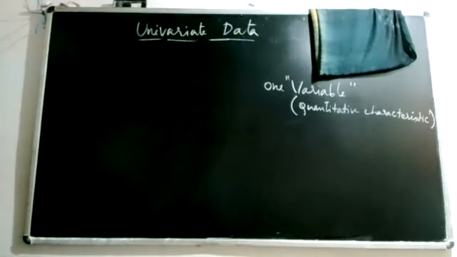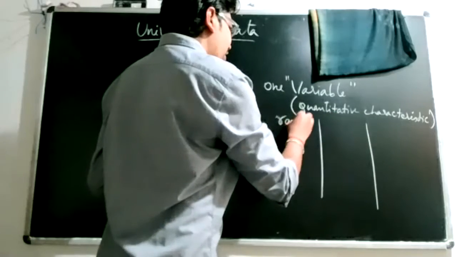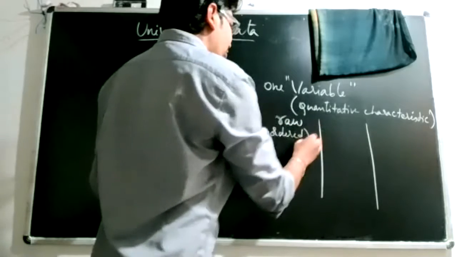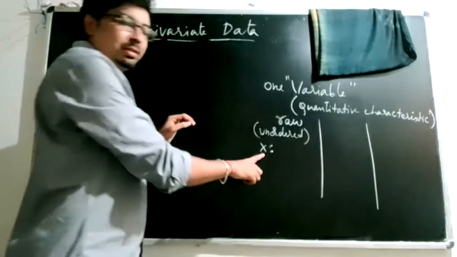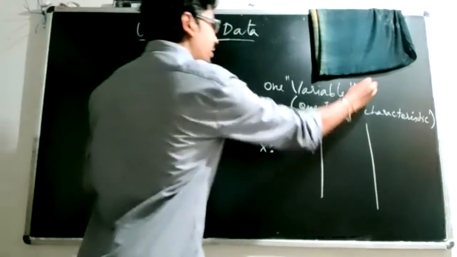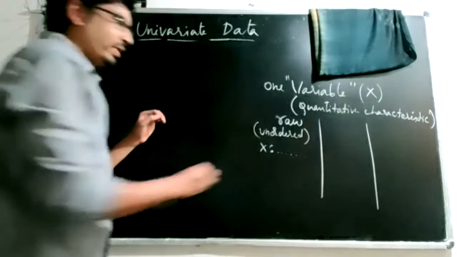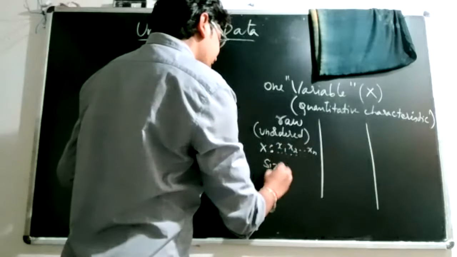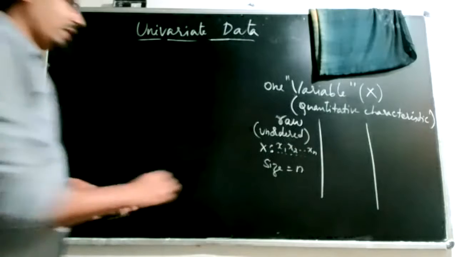So we are collecting data on this, and this data is now categorized into three cases. The first one is raw data, just the data collected in the unordered form. There we indicate the data by the symbol X. Usually we use X, Y, Z to indicate the variables, and we collect certain data points on this variable, x1, x2, etc., xn, and we say the size of this data is n. So you are observing n data values in the unordered form.